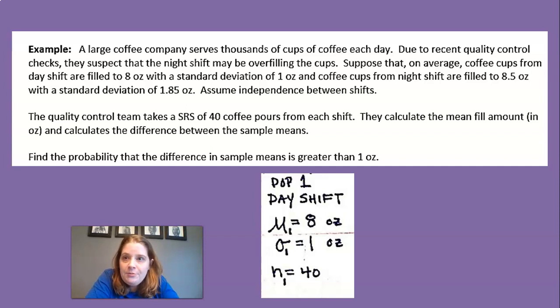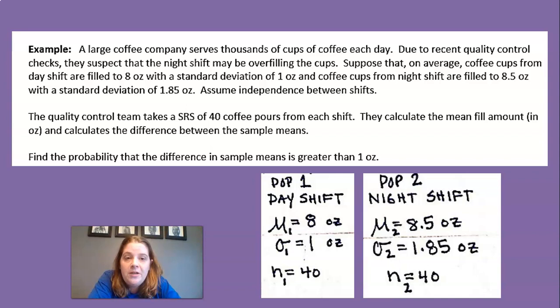All right, so I'm going to go through and pick out my problem. I see there are 2 groups here: we've got day shift and night shift. So this is a 2 population kind of problem. Population 1, let's call that day shift. It says they have a mean of 8 ounces, that's mu1, and a standard deviation of 1 ounce, that's sigma 1. They're going to take a simple random sample of size 40, so n1 is 40. Population 2 is the night shift. It's stated that their mean, mu2, is 8.5, and sigma 2 is 1.85. They're also taking a sample of 40.